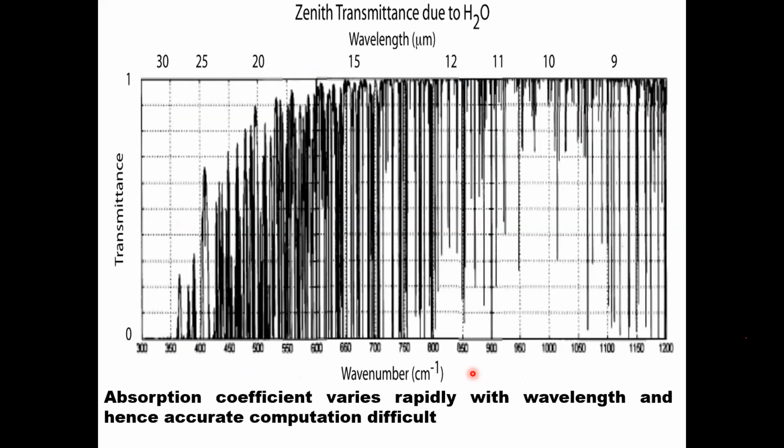And you can see that, in the vertical lines, the transmission goes from 0 to 1 in a very short wavelength range. So if you want to integrate across wavelength, then you have to use a very fine spectral interval to ensure that you capture the sharp variation of the absorption line. Okay, so this has been a problem for a long time.